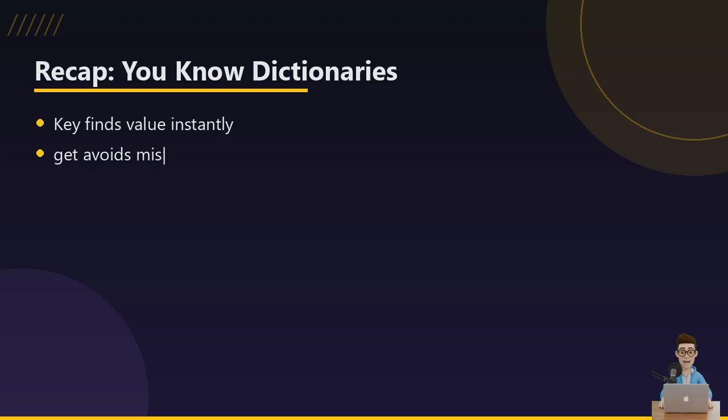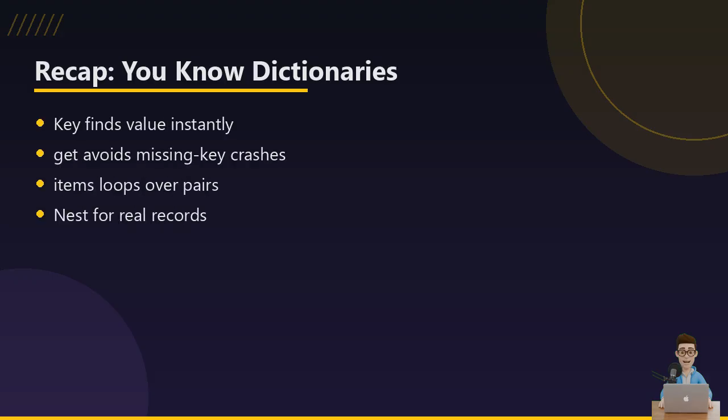So let's wrap it up. A dictionary stores values under keys and finds them fast. Keys are unique and unchangeable, and get keeps you safe when a key might be missing. You loop with items and you nest dictionaries to model real records. Practice by turning a small list of people into a lookup by name.